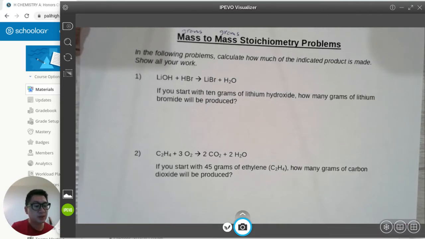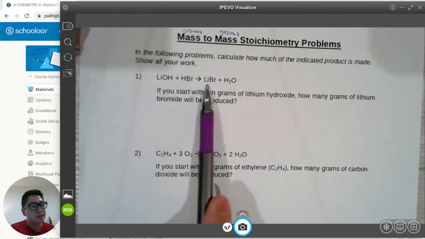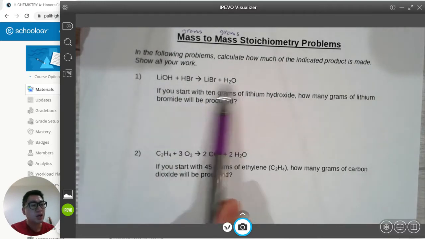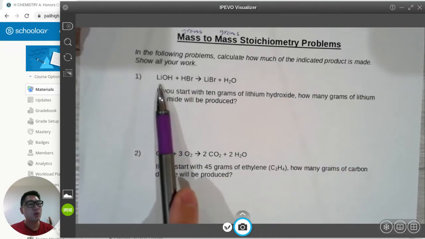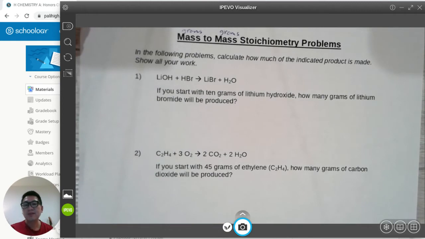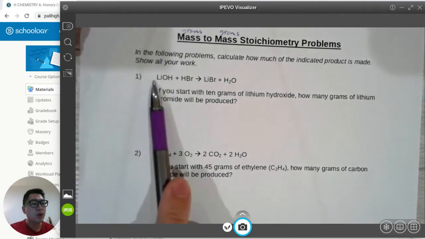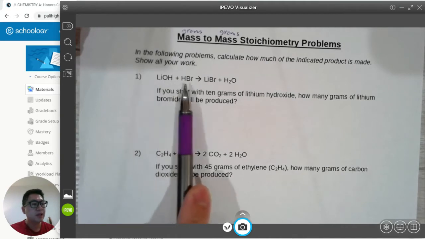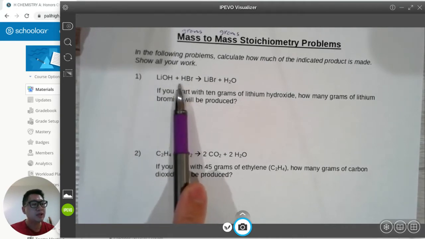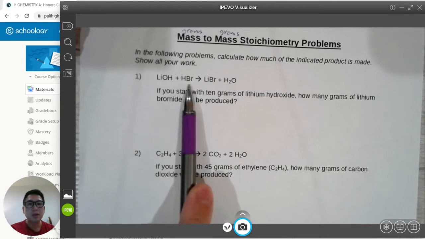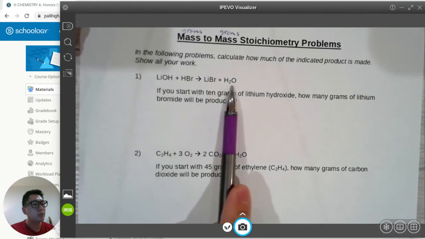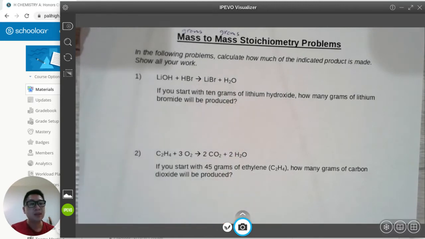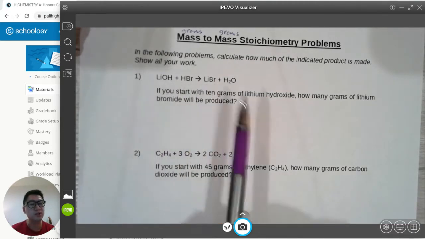Actually, even before that, let's read what this balanced equation states. What are the coefficients? They're all 1, 1, 1, 1. If it doesn't say anything, the coefficient is 1. 1 mole of lithium hydroxide and 1 mole of hydrobromic acid, or if you said hydrogen bromide, sure, makes 1 mole of lithium bromide and 1 mole of H2O or water. So that's how I would read this equation. It's all based on moles. It's 1 to 1 to 1 to 1, which makes it easy.